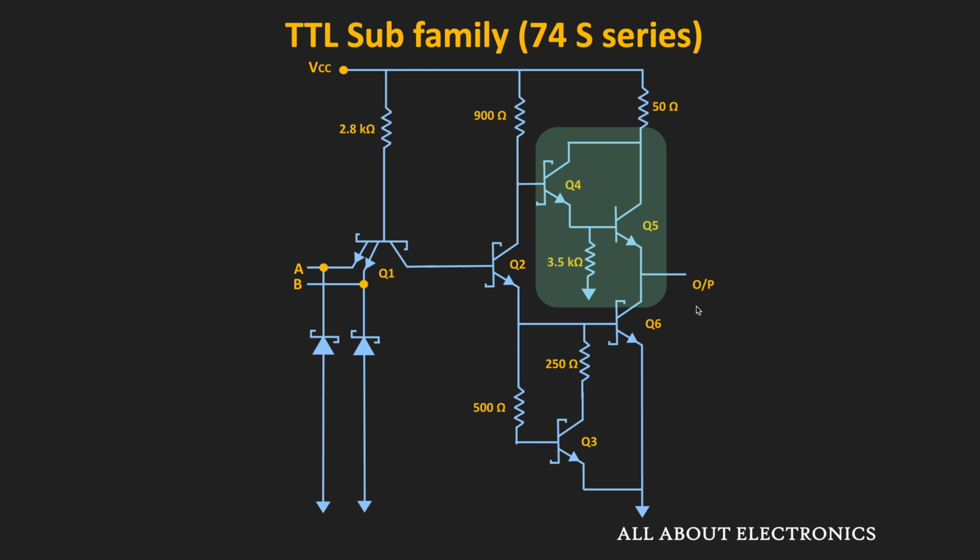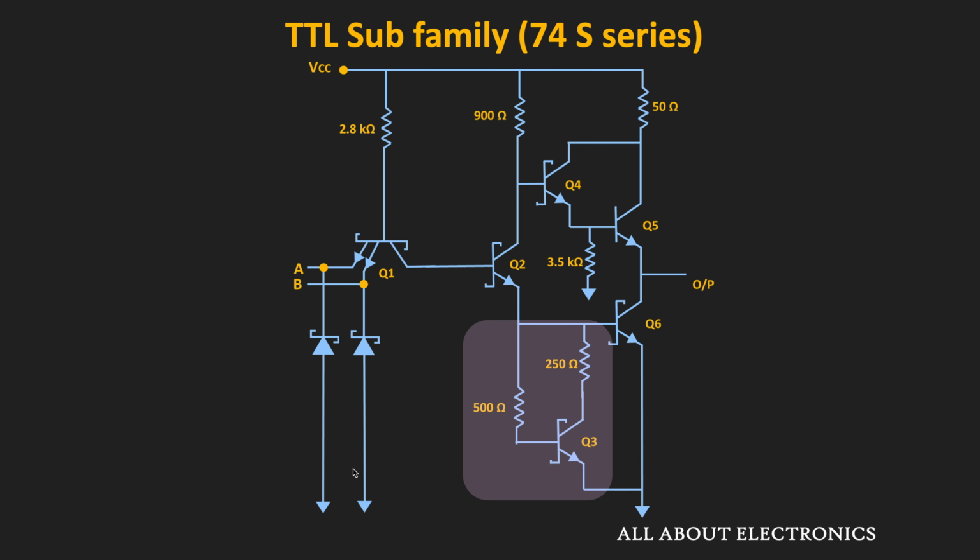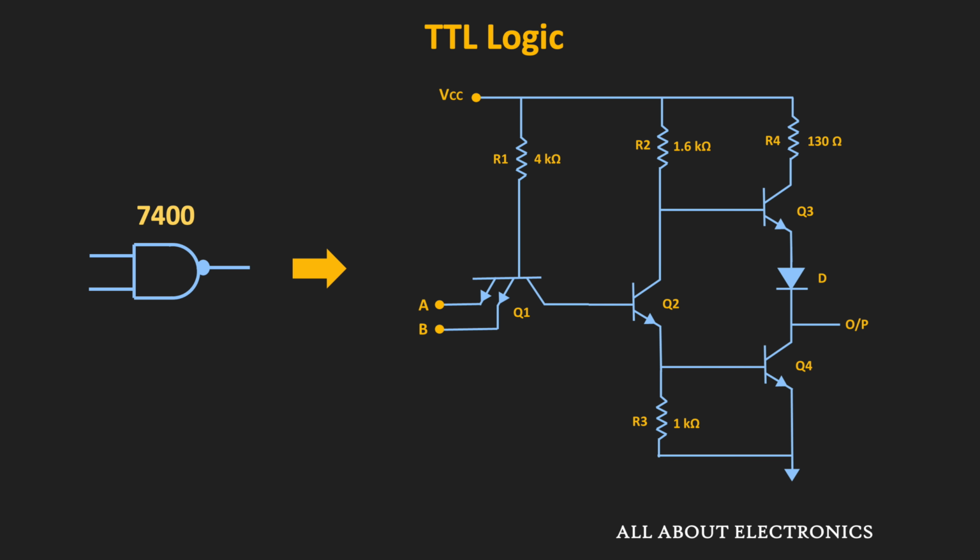And hence, during the low to high transition, this capacitive load will charge faster. And because of that, there will be an improvement in the speed. So similarly, here for the pull down also, we have the active element. So if you recall that in the standard TTL logic, during the pull down, we had only resistor over here.